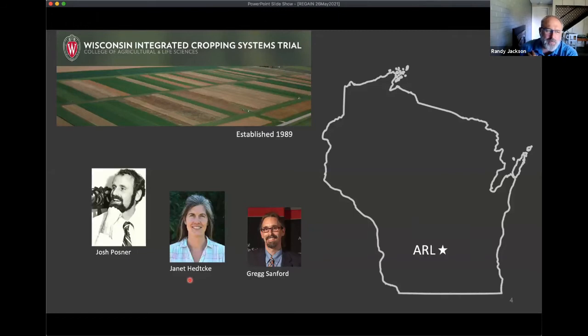We'll use the Wisconsin Integrated Cropping Systems Trial, which was started by Josh Posner, a professor in the Department of Agronomy who passed away 7 or 8 years ago. He started WICST on the Arlington Prairie. This was the Empire Prairie, I think the biggest contiguous unit of prairie in southern Wisconsin before European contact. Janet Hedke ran this trial for many years. It's now 32 years old.